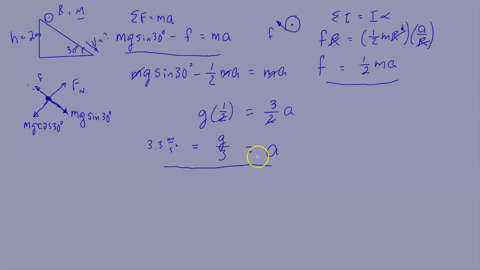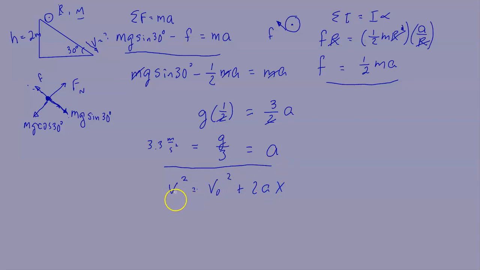What is the velocity at the very bottom? So now that we know the acceleration, we can use kinematics. We can do this lots of different ways. Let's go ahead and use kinematics. So we know that this velocity at the very bottom, we can use a kinematic equation. How about we use this one right here? V squared equals V naught squared plus 2AX.